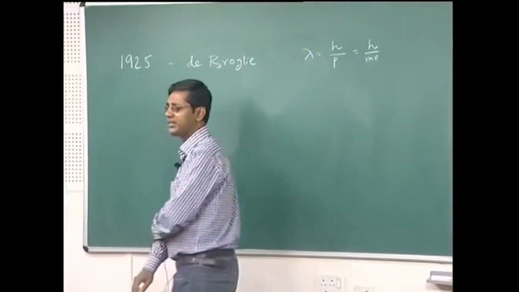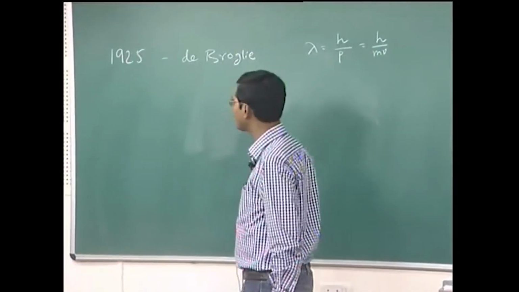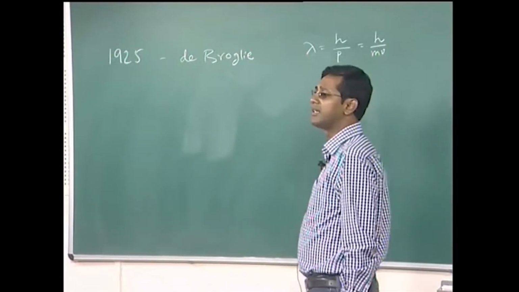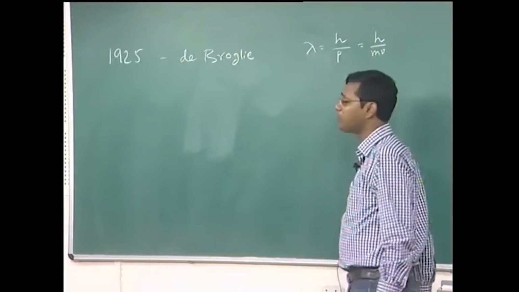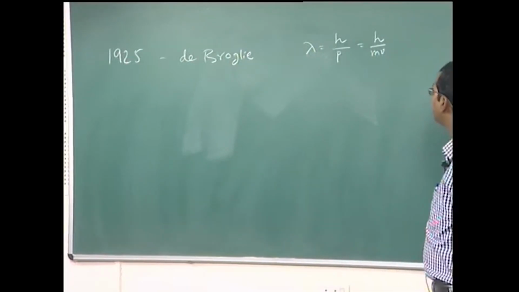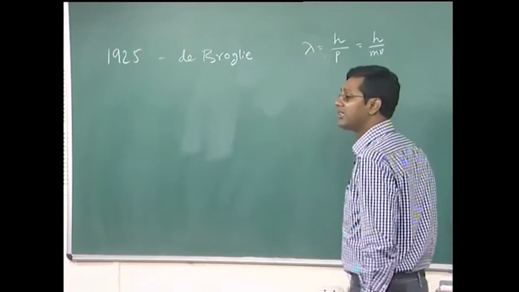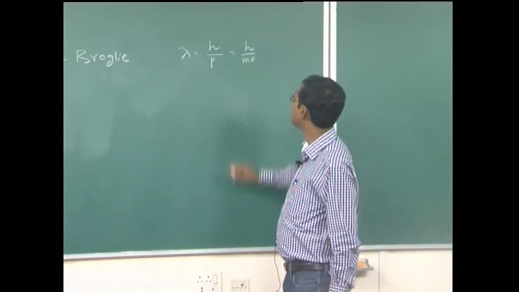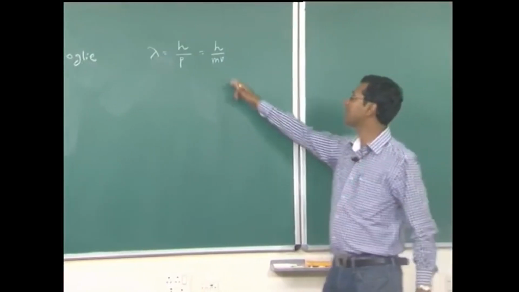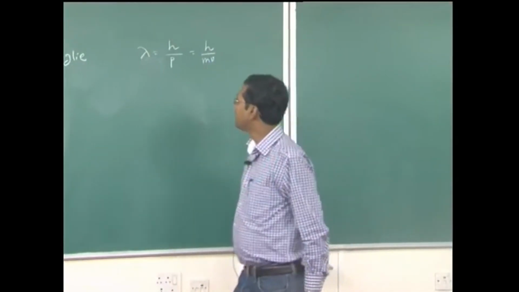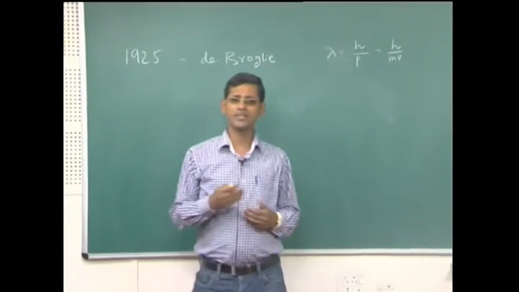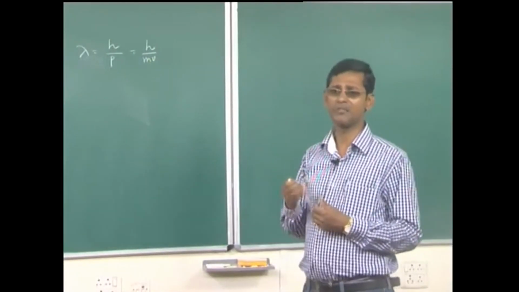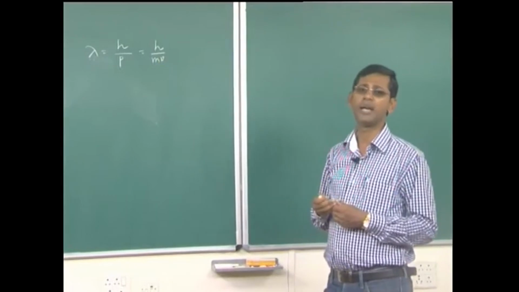It all started with the discovery by de Broglie in 1925, when he stated that electrons can be considered to be a wave with a wavelength given by this formula, lambda equal to h by p, where h is Planck's constant and p is the momentum of the electron. Therefore, we can write this as h by mv, where m is the mass of the electron and v is the velocity. So by knowing that electrons can behave like a wave, one can make use of this particular feature of the electron in a microscope.